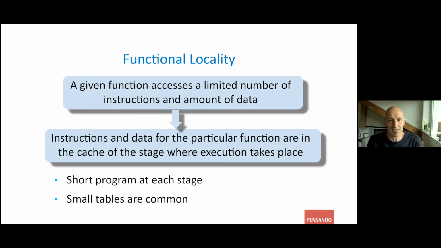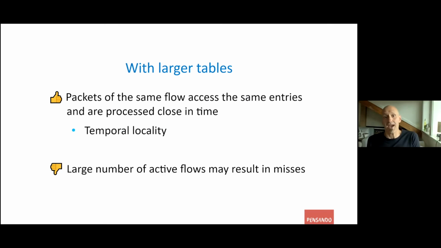And this stems from the properties that we have said before about packet processing, where we need short programs at each stage, and small tables are commonly used. If we have larger tables, what happens? Well, if we have a system with cache, first of all, packets that belong to the same flow will access the same entries of those tables. Those tables will not fit completely in cache, but packets of the same flows access the same entry, and packets of the same flows are usually processed close in time. So here, temporal locality will help us.